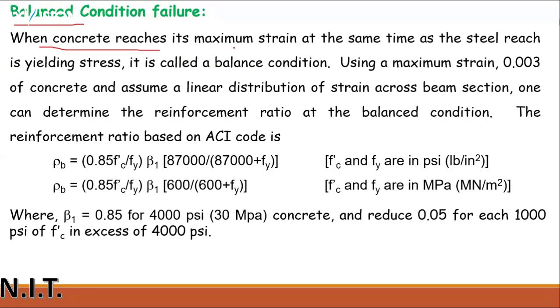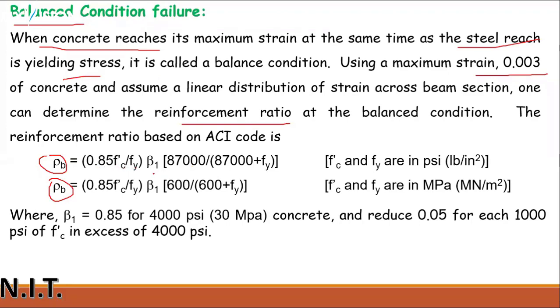When concrete reaches its maximum strength and at the same time steel reaches its yielding stress, it is called the balanced condition. Use the maximum strain, that is 0.003. This is the maximum strain of beam concrete, and assume a linear distribution of strain across the beam section. One can determine the reinforcement ratio at the balanced condition. Based on the ACI code, in case of balanced condition, we can use these formulas to calculate the reinforcement ratio.